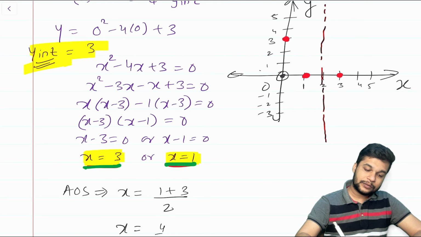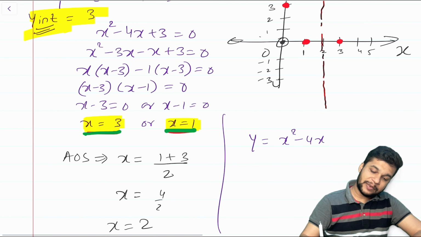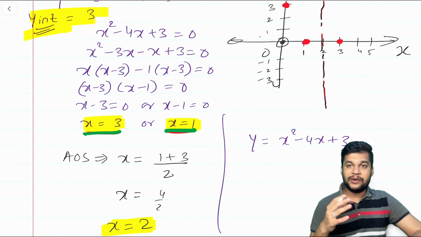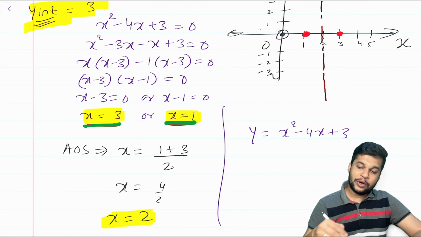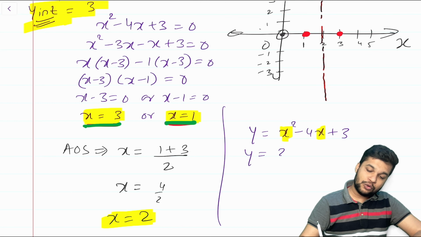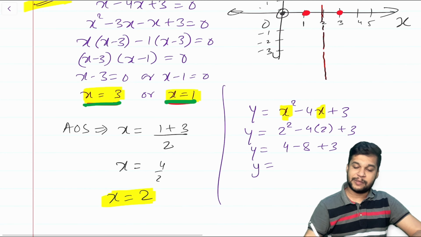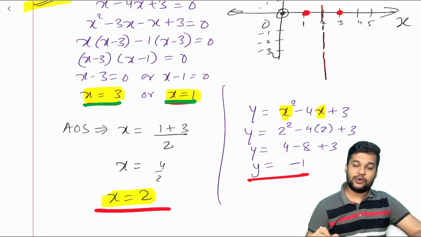So the quadratic function is y equals x squared minus 4x plus 3. If x is equal to 2, it simply means that the x coordinate of the vertex is also 2. Let us substitute it over here. So y equals 2 squared minus 4 times 2 plus 3. So y equals 4 minus 8 plus 3. 4 minus 8 is minus 4, minus 4 plus 3 is minus 1. So for x equal to 2 and y equal to minus 1, my vertex will lie there.